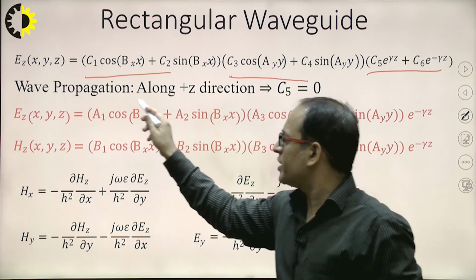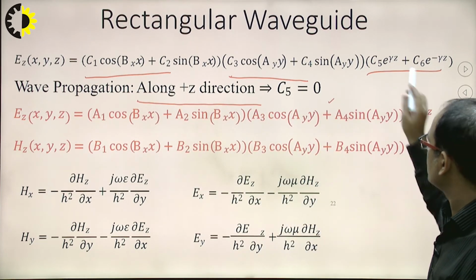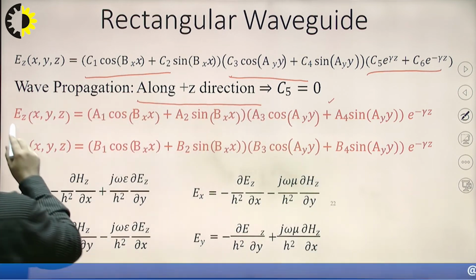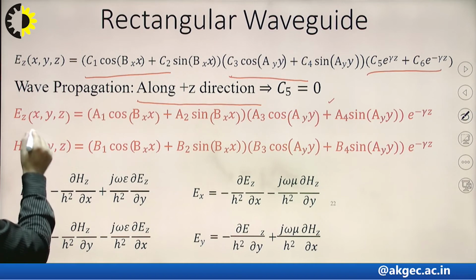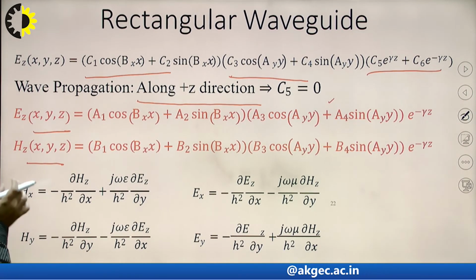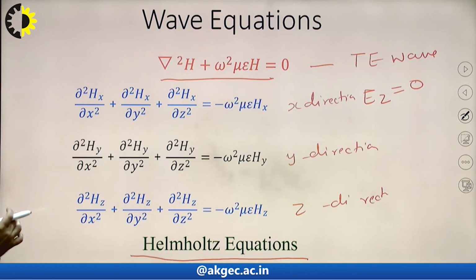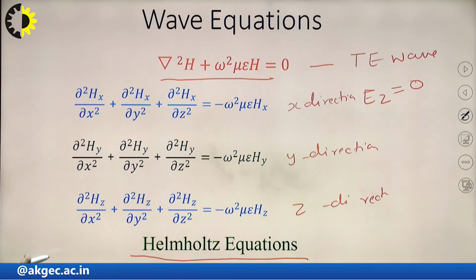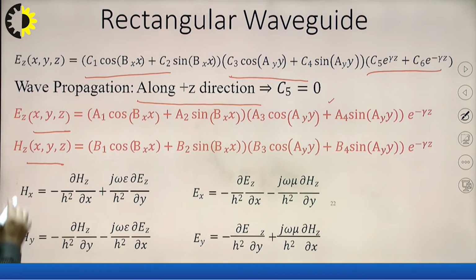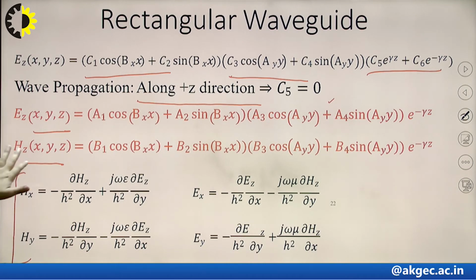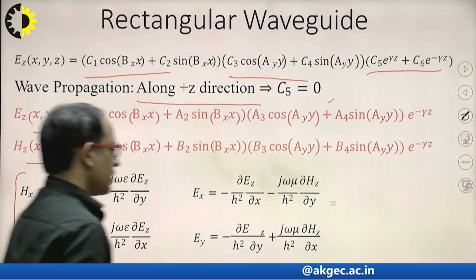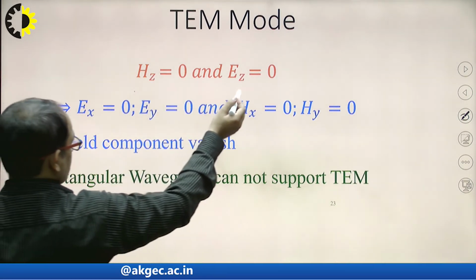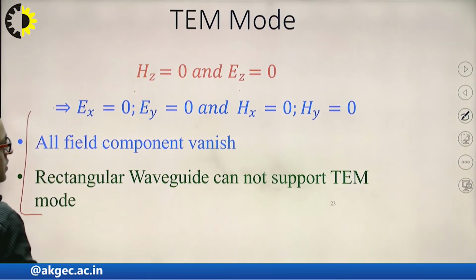Now see, put the value of X, Y and Z here. Clear? As the wave propagates along the z direction, c5 will be equal to 0. Now when you put c5 equal to 0, you will get Ez equal to this one and Hz equal to this one. Now see, as we know that we have already derived these four equations Ex, Ey, Hx, Hy, which are these equations. Now put the value of Ez and Hz in every equation. Clear? On putting the values in every equation, Hz comes out to be 0, Ez comes out to be 0, therefore all fields will vanish.